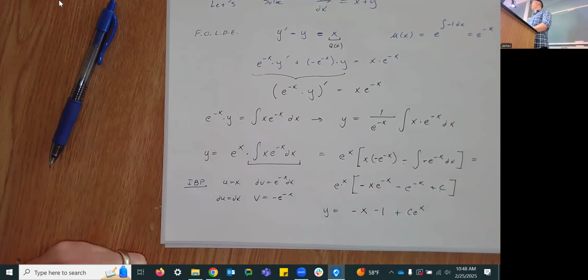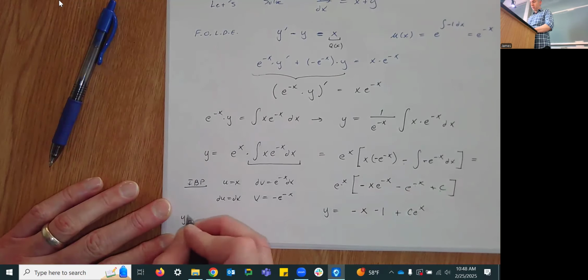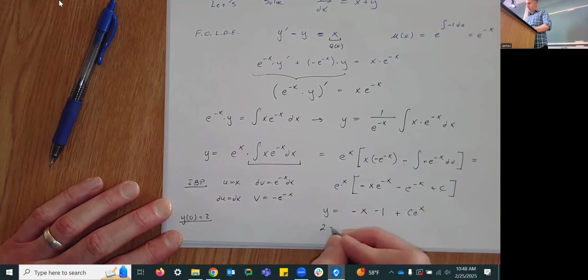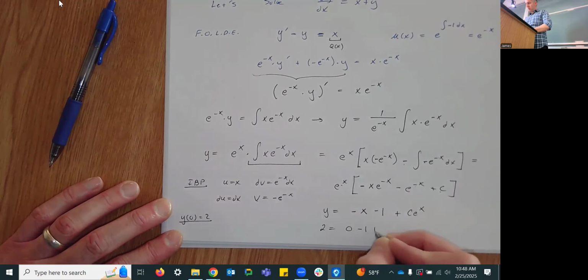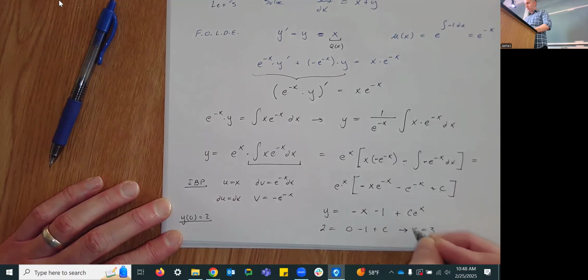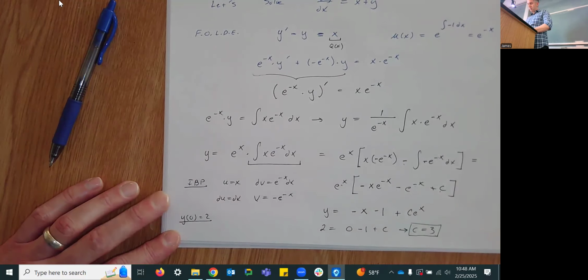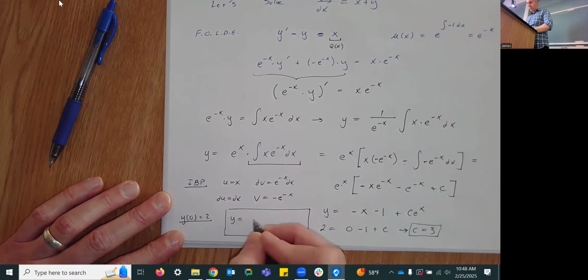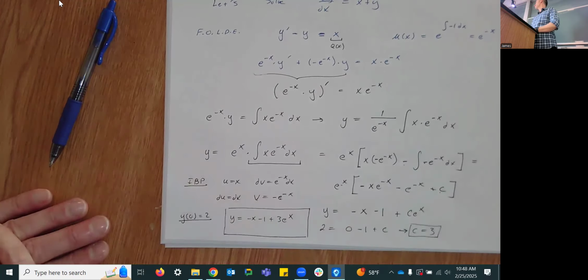And then we can plug in our initial condition, which was y of 0 equals 2, to get that 2 equals 0 minus 1 plus c e to the 0, which is c times 1. So it looks like c is equal to 3. So our actual final solution here is y equals negative x minus 1 plus 3 e to the x.